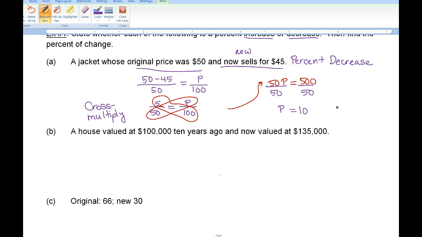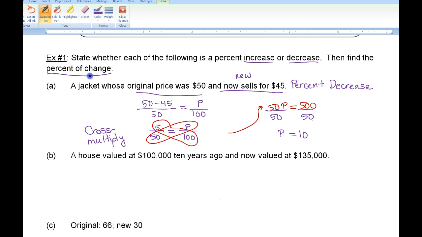Okay, this is finding the actual percent of change. So it's a 10% decrease. Because there are basically two questions. Did the price go up or did the price go down? It went down, so it's a decrease. And then what is it? When we cross multiplied and everything, it was 10.